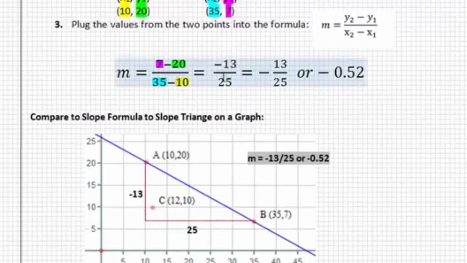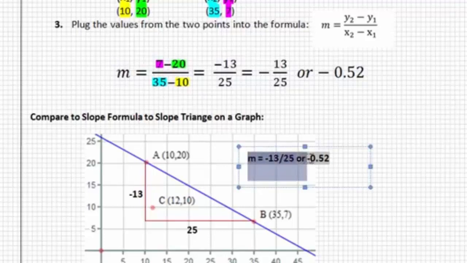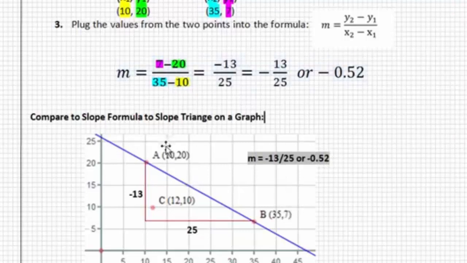So that negative 13 over 25, right? And I wrote that out here as well. So when we change that fraction into a decimal, we get negative 0.52. So just showing you a comparison of what we just did mathematically using a formula is still the same as when we use a slope triangle to find the rise over run. Still the change in y, which is our rise, over the change in x, which is our run.